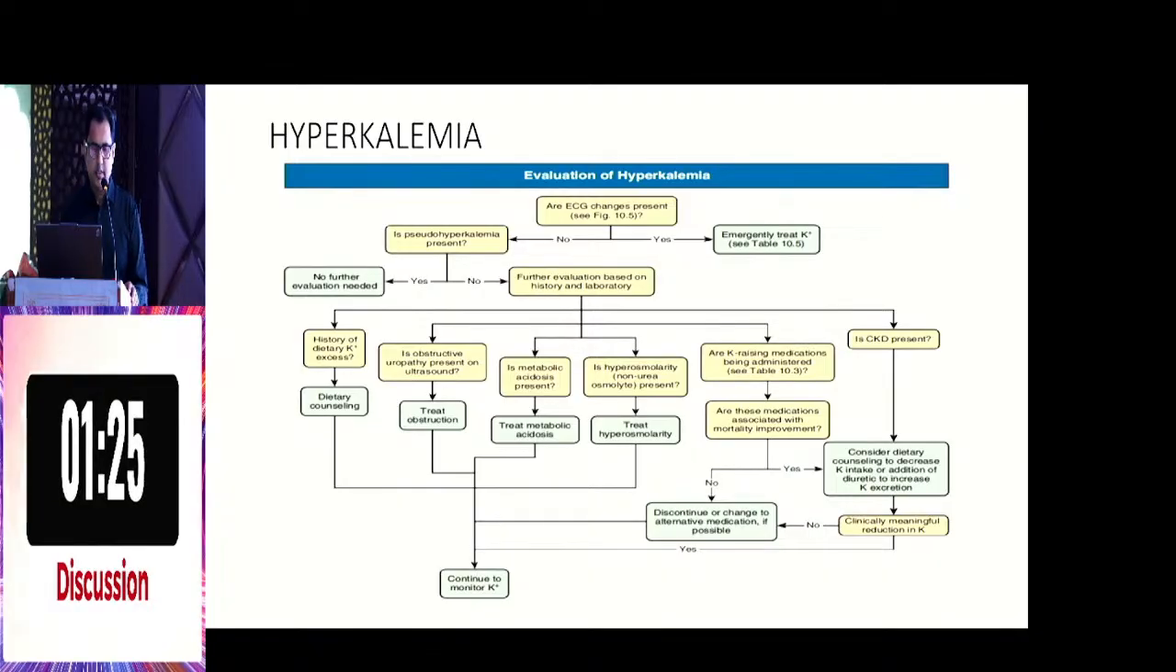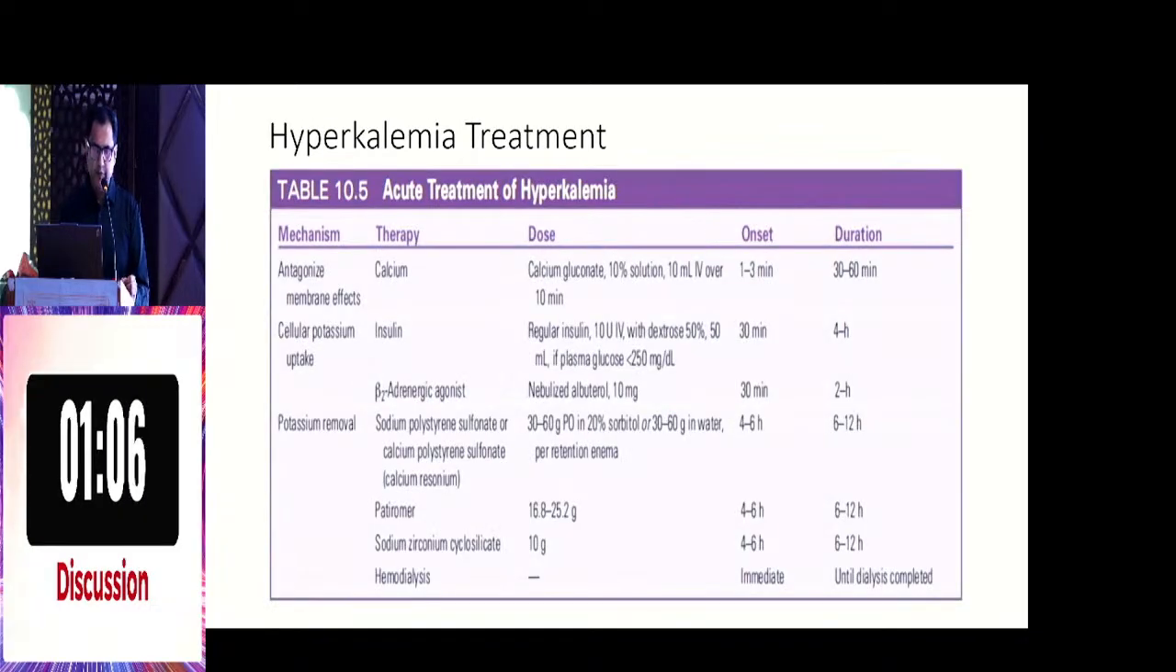Further evaluation is based on the history and laboratory. So if there is a history of dietary potassium excess, if the patient has a history of metabolic acidosis, is a patient of CKD, or there is any obstruction present in the urinary tract, these all are the causes of hyperkalemia.